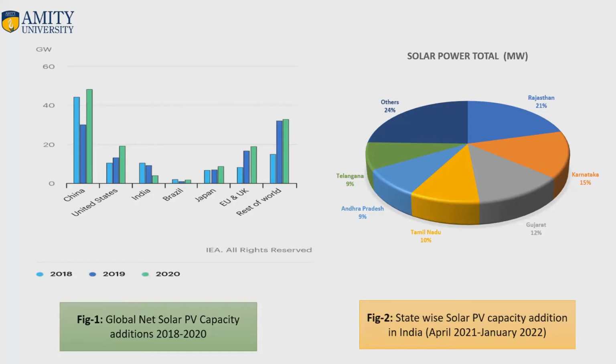So in 2021, India added about 11.1 gigawatt of solar capacity, which is much higher than the installation done in 2020, and aims to achieve further improvement. Now, next.